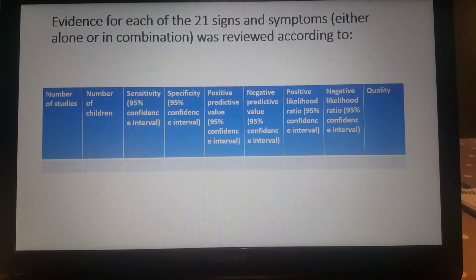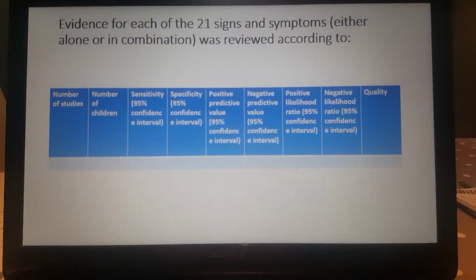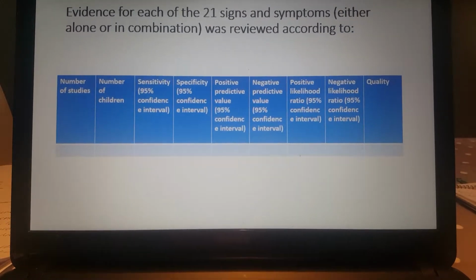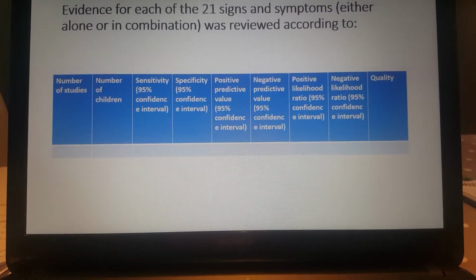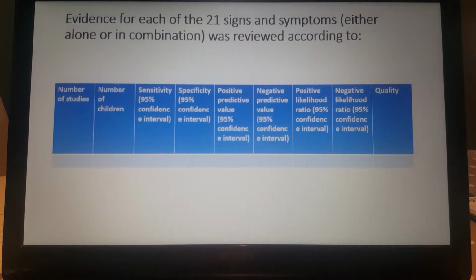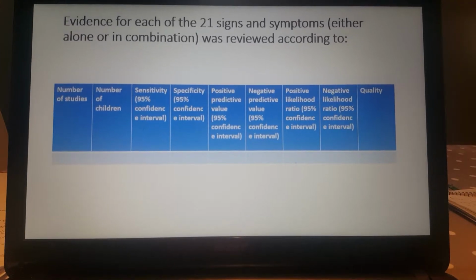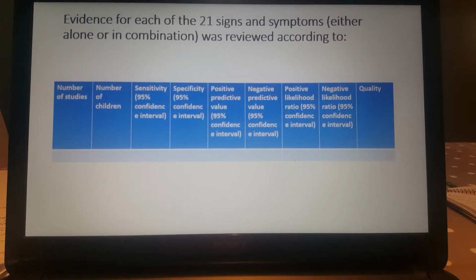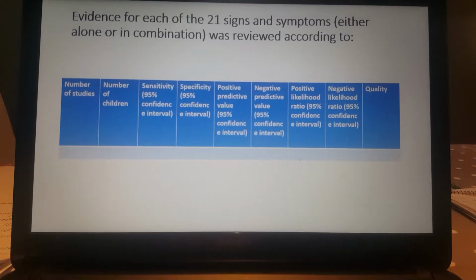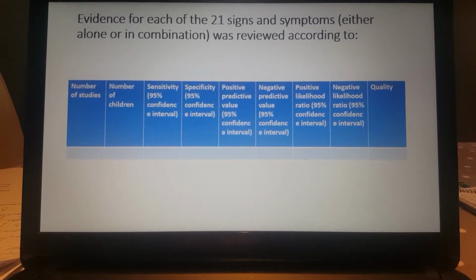The Guideline Committee then painstakingly reviewed the evidence for each of the 21 signs and symptoms, either alone or in combination, and they identified 7,977 records and included 59 studies, and they looked at these specific points. So they recorded the number of studies, the number of children, then they looked at the sensitivity, specificity, positive predictive value, negative predictive value, positive likelihood ratio, negative likelihood ratio, and also the quality of the study.